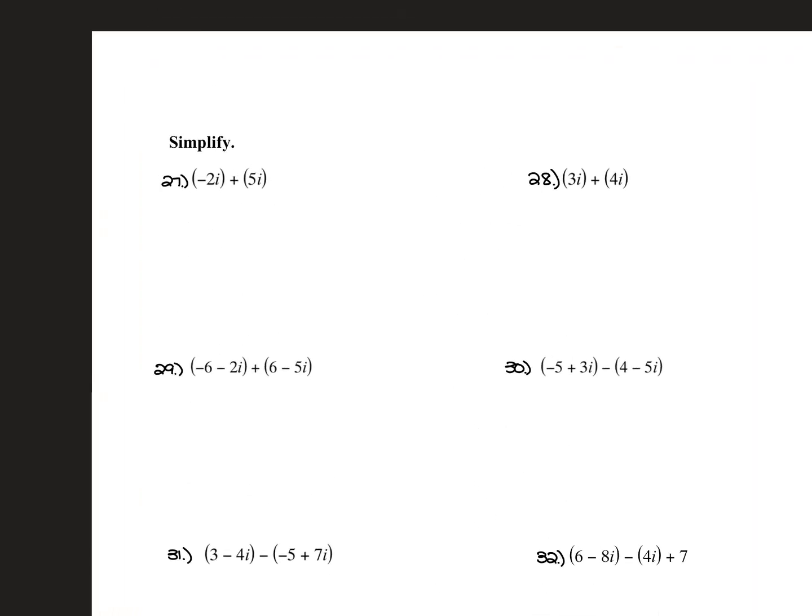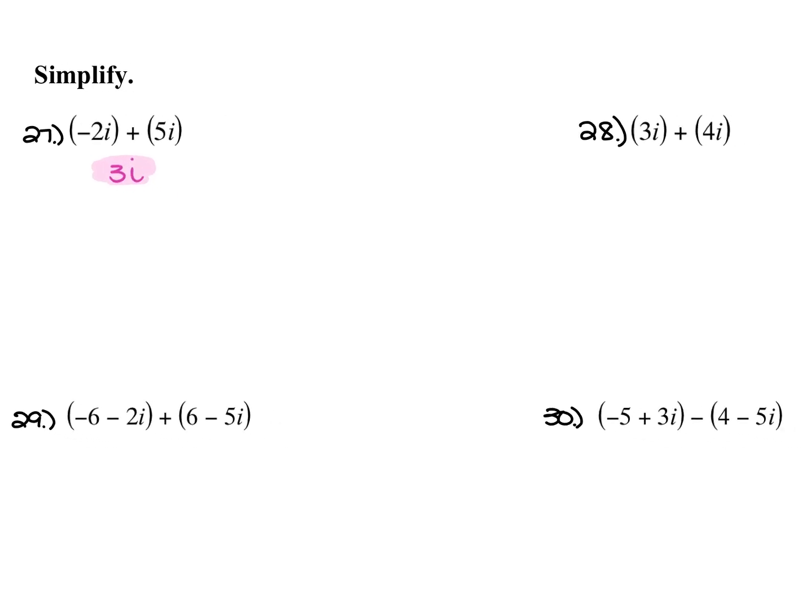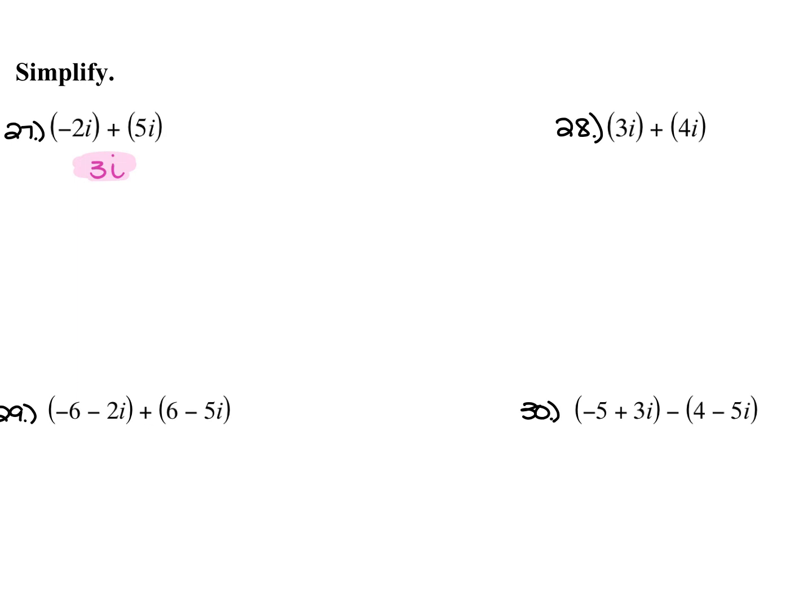For 27, again, we're just simplifying these. So we have negative 2i plus 5i. That gives us 3i. For 28, we have 3i plus 4i. So that's just 7i.